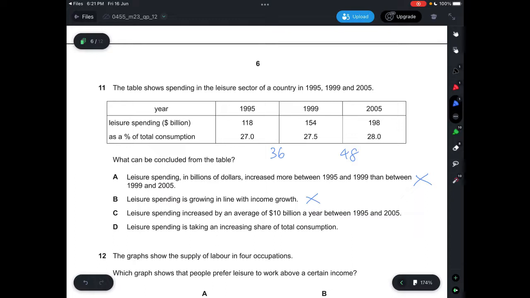C says leisure spending increased by an average of 10 billion a year between 1995 and 2005. So if we were to calculate, 1999 to 2005 would be a difference of about 6 years. If you divide, that will be about 8 billion, an average of 8 billion. So C is also not correct.